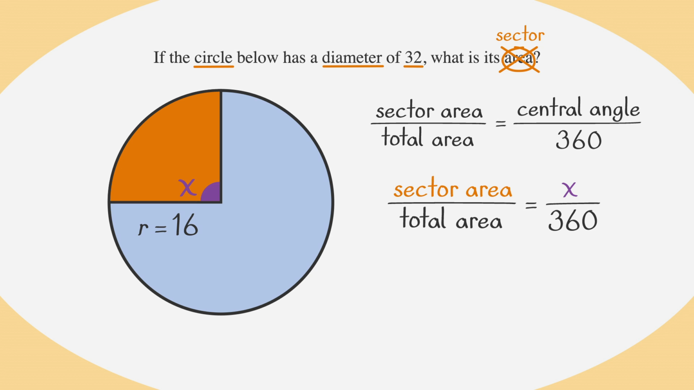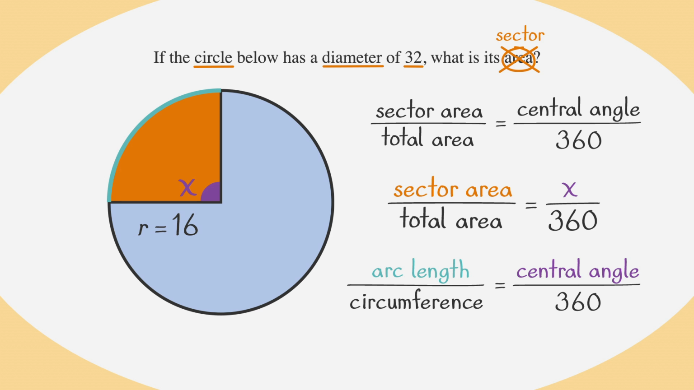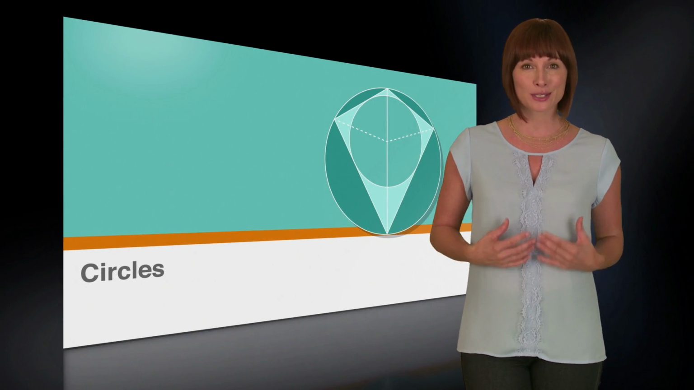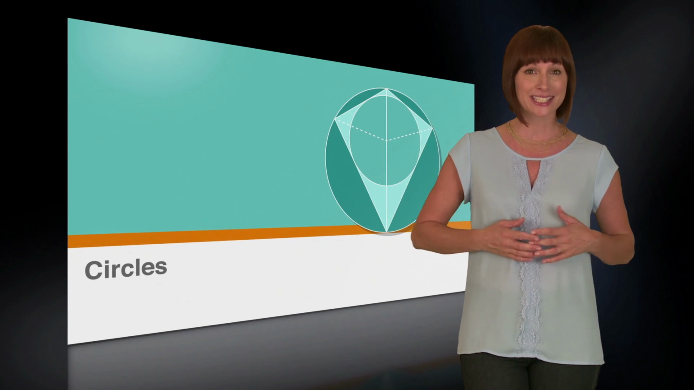Just like the area of a sector is in ratio with the total area, the arc length of a sector is in ratio with the total circumference. So to find the arc length of a circle with central angle x, as shown here, we use the equation arc length over circumference is equal to central angle over 360. Those were a lot of circles and formulas, but luckily you can use the formula box provided by the SAT for most of it. Keep practicing to make sure you understand how to apply the formulas and you'll be set for the test.